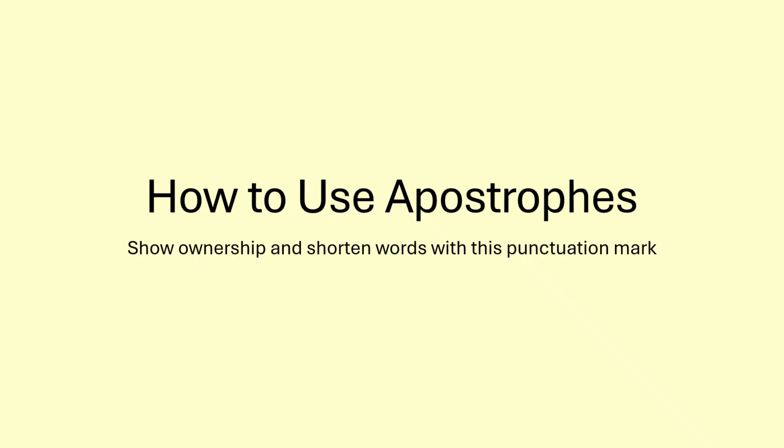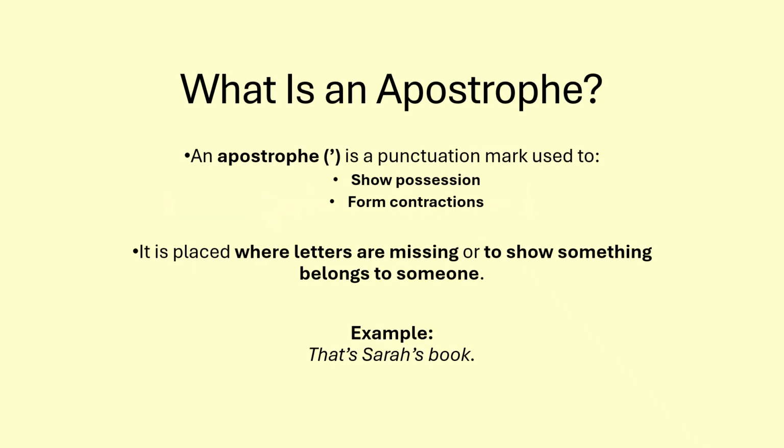Welcome to this short video on how to use apostrophes. So let's start with what is an apostrophe. The apostrophe is a punctuation mark that you can see on the screen there, and it has two main uses. First use is to show possession of something, and the second use is to form a contraction. And we'll look at some examples of these two different uses of apostrophes as we go through.